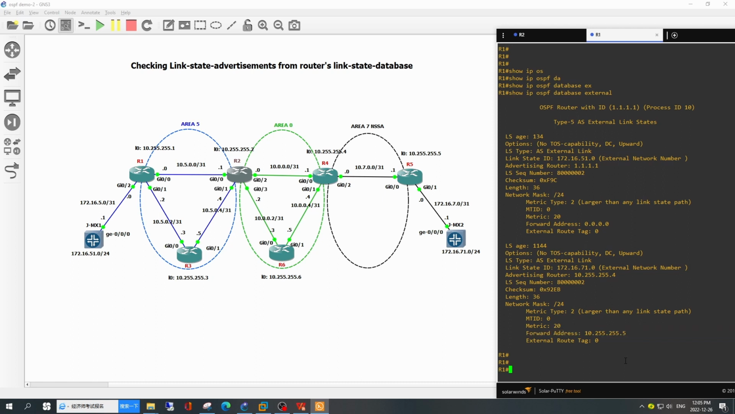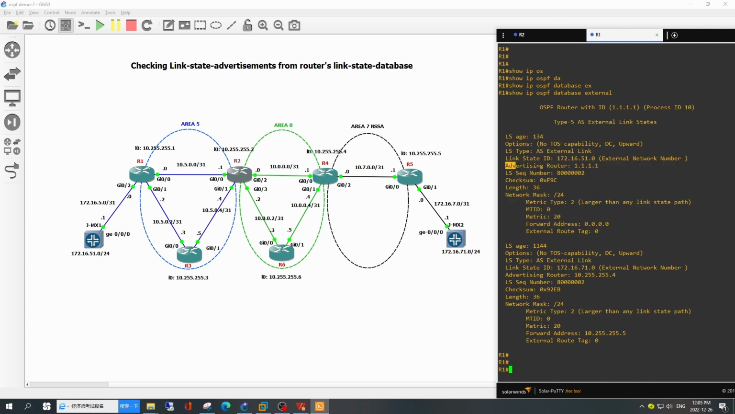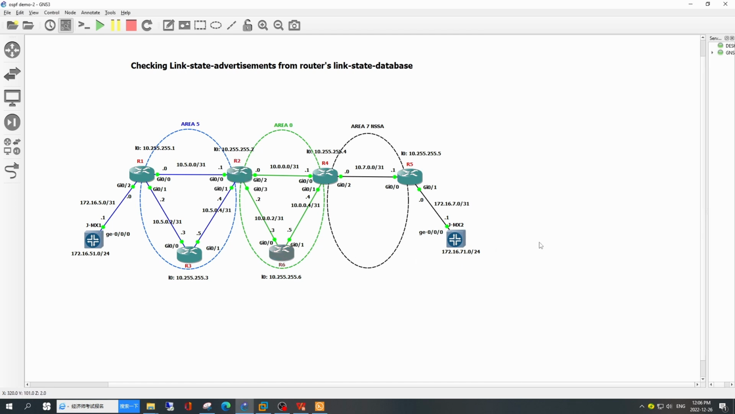Let me explain the last concept of type 4. Go back to this advertisement. This is a type 5. The advertising router of this type 5 is 1.1.1.1. This one will be propagated out all over the place, because it is type 5. Let's take a look at R6.